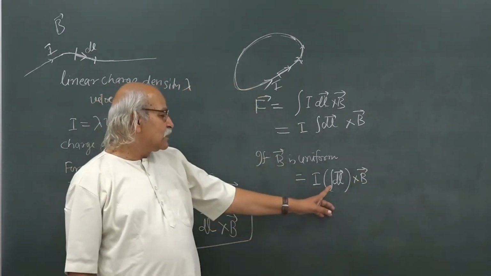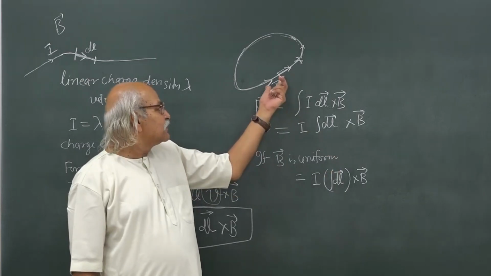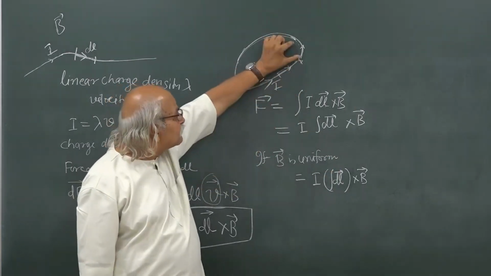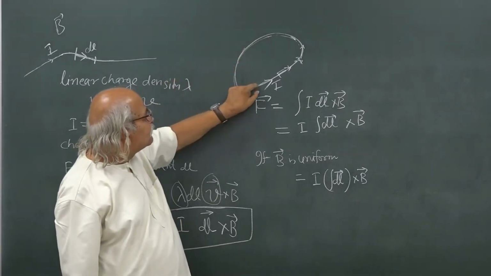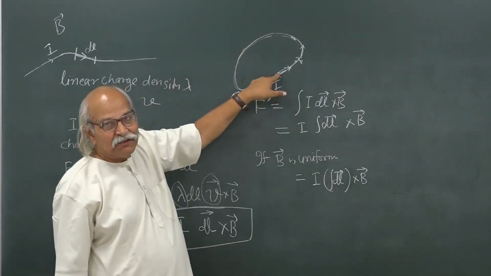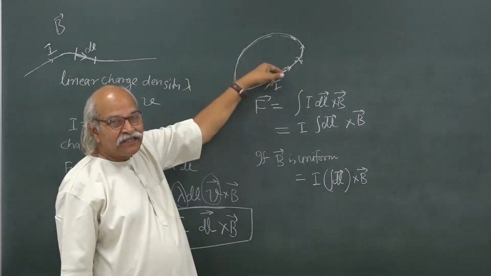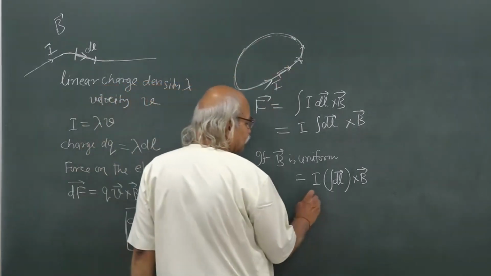What is this? What is the integral of dl? dl vector plus dl vector plus dl vector plus dl vector, and so on. So it will be 0. If it is a closed loop, then it will be 0, and therefore it is 0.